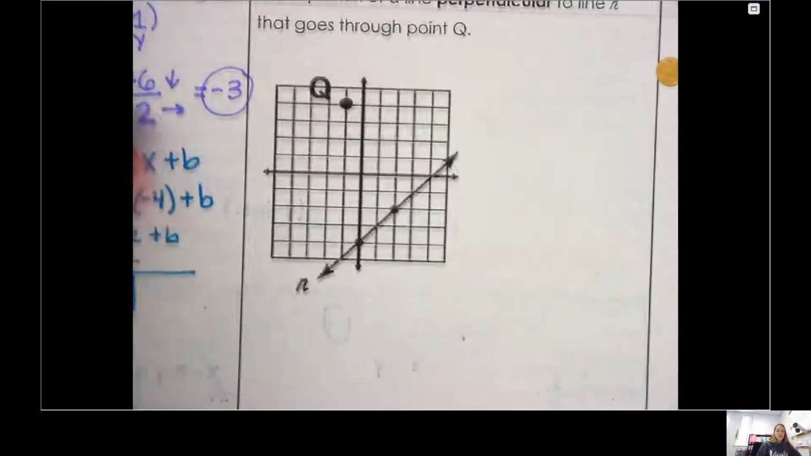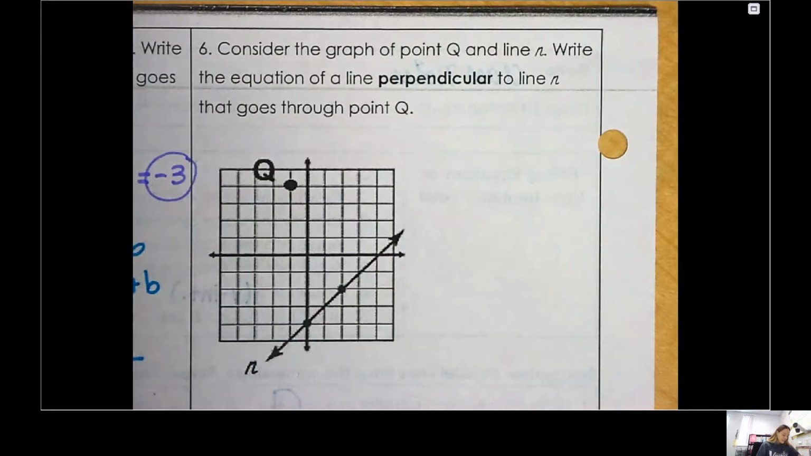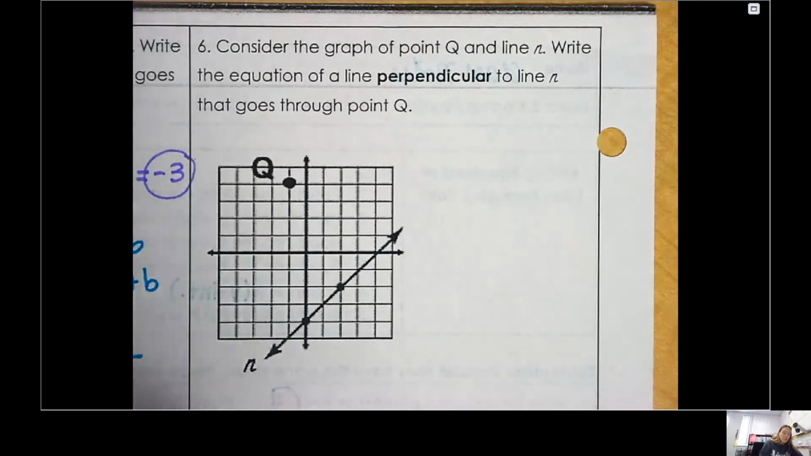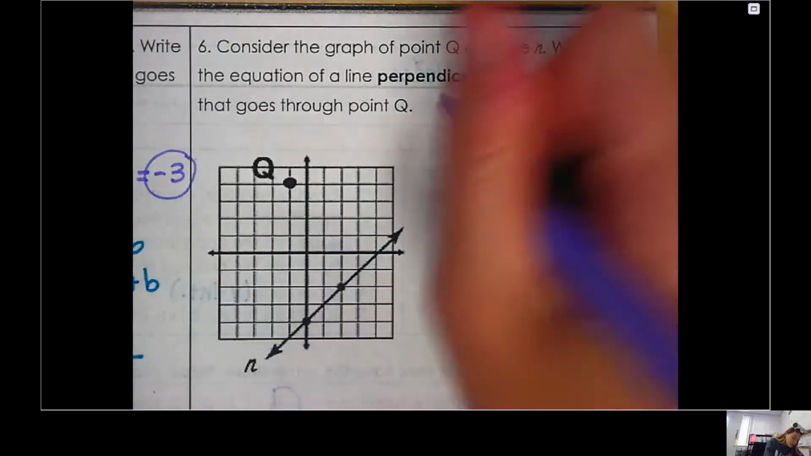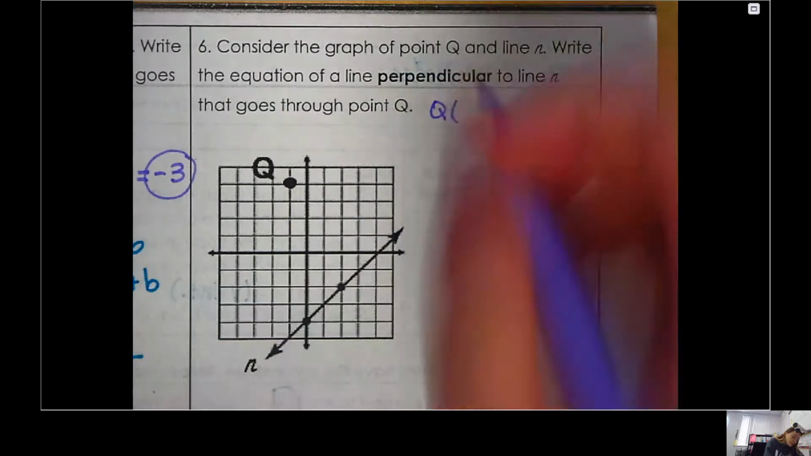All right, pause the video here, try number 6. It's exactly the same type. Okay, so for number 6, again, I'm going to write the coordinates of the point. So point Q is at -1, +4.